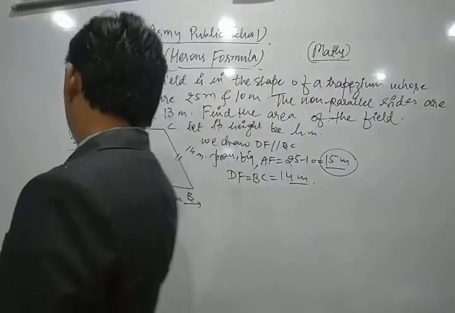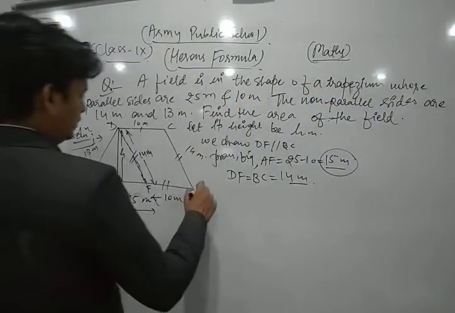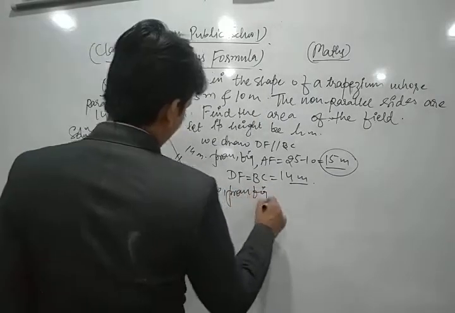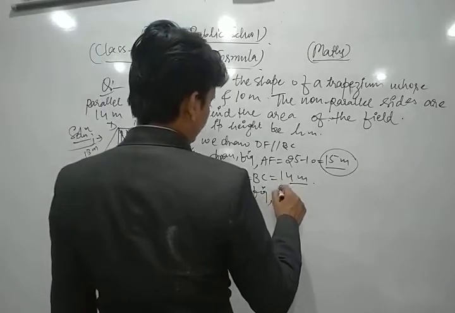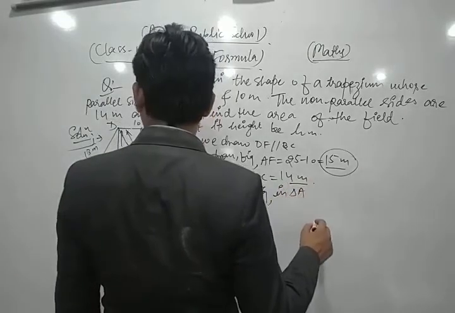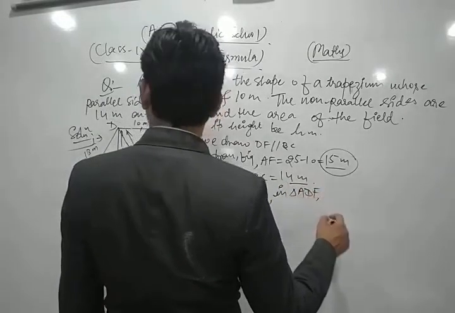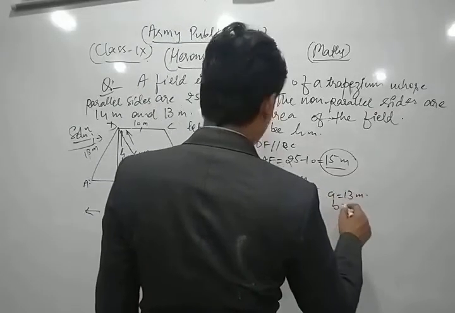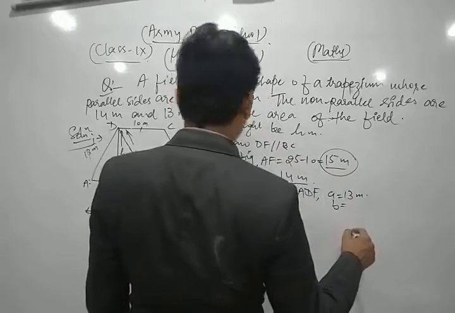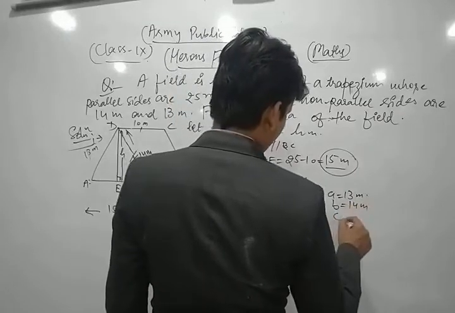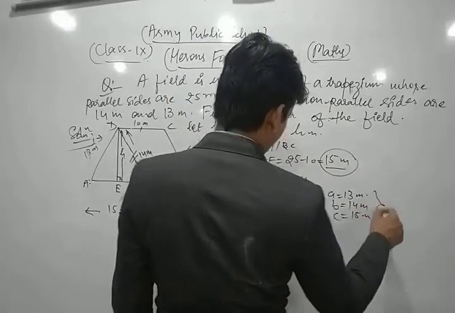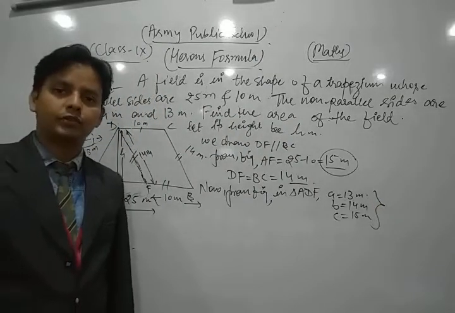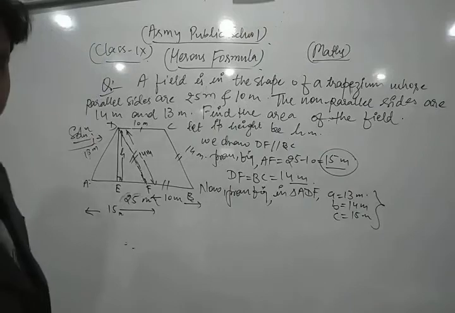Okay, this triangle. So now, from the figure, in triangle ADF, let us take its sides: a is 30 meter, b is 14 meter, c is 15 meter respectively. Now we find the area of triangle ADF.